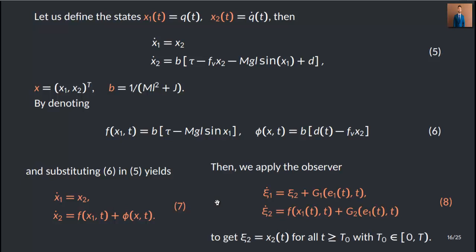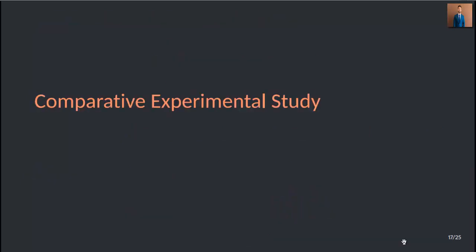Thus, the observer 8 can be applied to get x2 hat equals x2 for all time greater than or equal to capital T sub 0, with T sub 0 in the semi-open interval 0 to capital T. We will present an experimental study through a comparison with a literature observer.